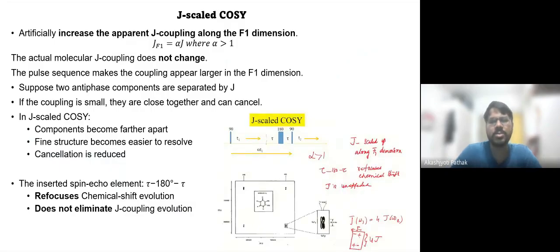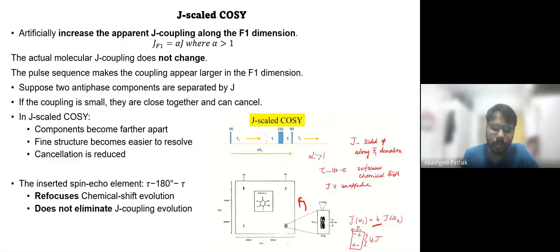Now, the last two concepts that were discussed were the J-scaled COSY. In J-scaled COSY, we are basically artificially increasing the apparent J coupling along the F1 dimension. This example was given of uracil. Along the F1 dimension, you can see that the J coupling in the F1 dimension is 4 times that of the J coupling in the F2 dimension. So that is what has been written.